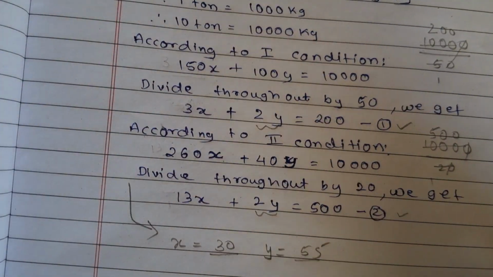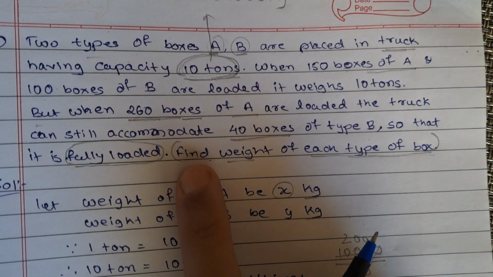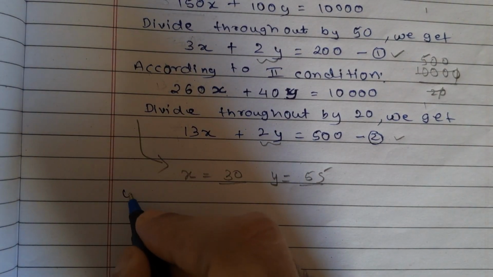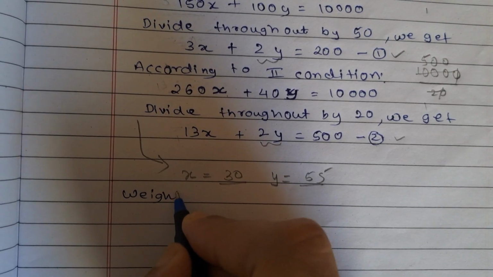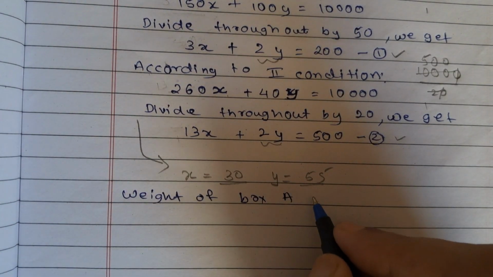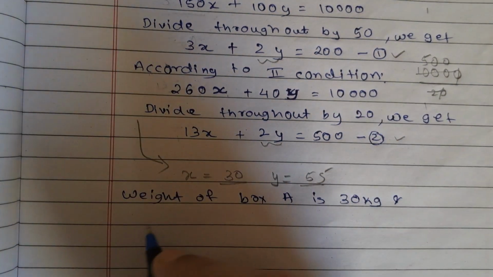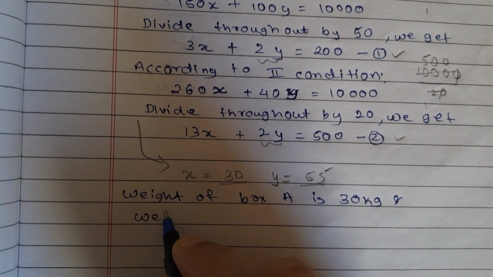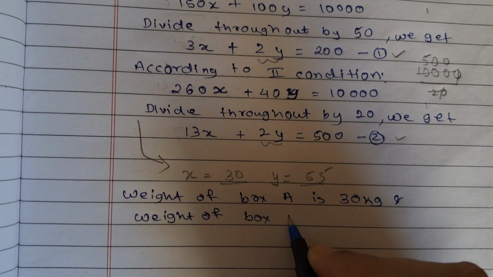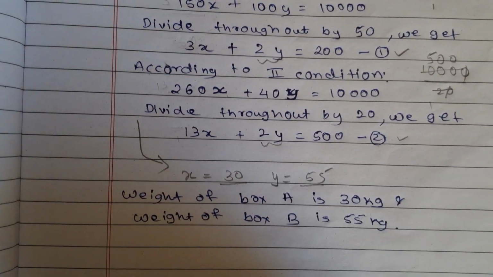So ultimately you will wrap up your answer by saying, what was the question by the way? Find the weight of each type of box, right? So you will say the weight of box A is 30 kg and the weight of box B is 55 kg. That's how your final answer will look.